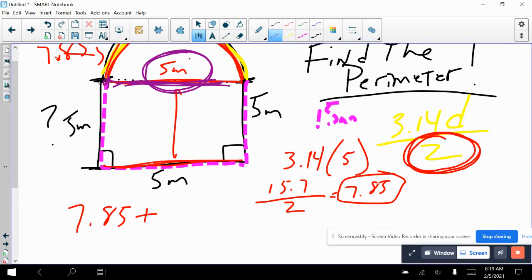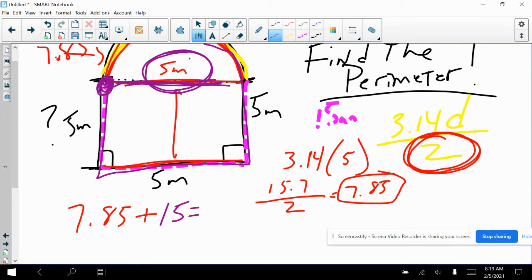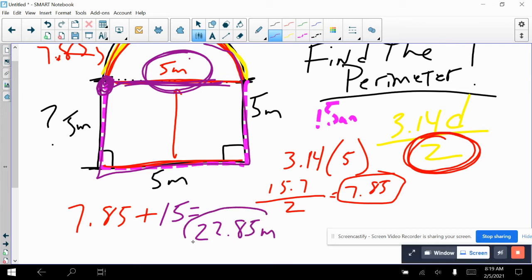We want to start at one point and walk all the way around the house. So what am I going to add it to? Grayson? That would be 15. That is correct. And now we're going to get a whopping 22 and 85 hundredths meters. I know there's a lot on that board, but I think if you were following along, you know what all that means.